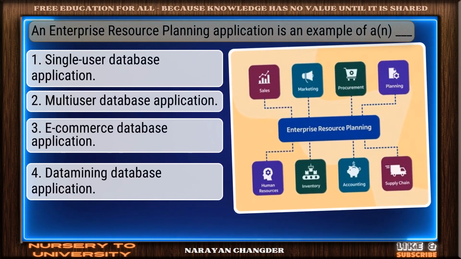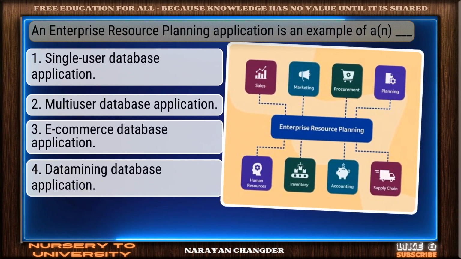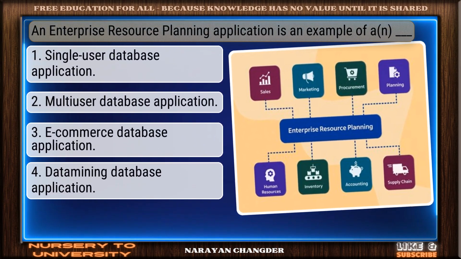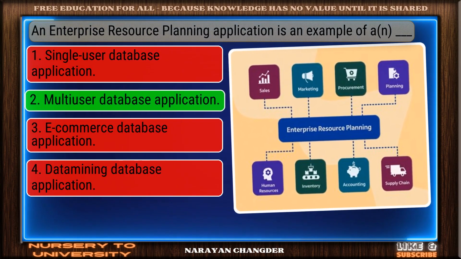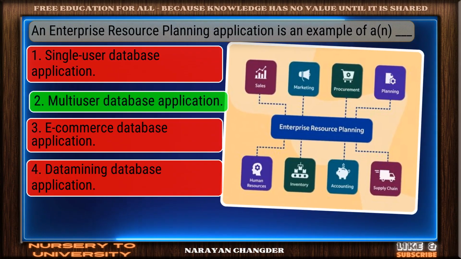Question number 35. An enterprise resource planning application is an example of a dash. Strong choice. Multi-user database application is the right answer.